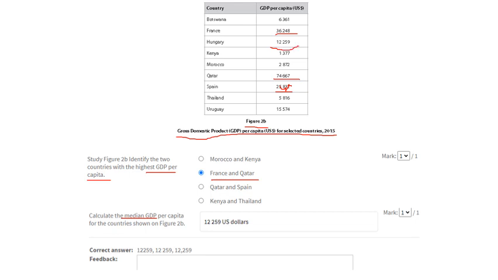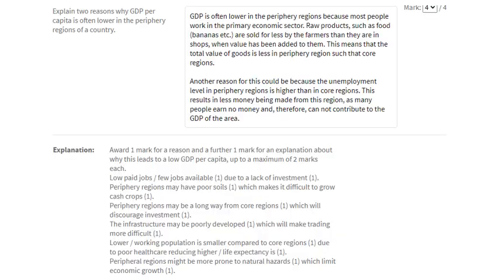But remember, some of you wrote Hungary instead of the value. It says calculate the median GDP. It doesn't say which country has the median GDP. So make sure you read the question and give the correct information. But again, 2 simple marks there that you should have got.